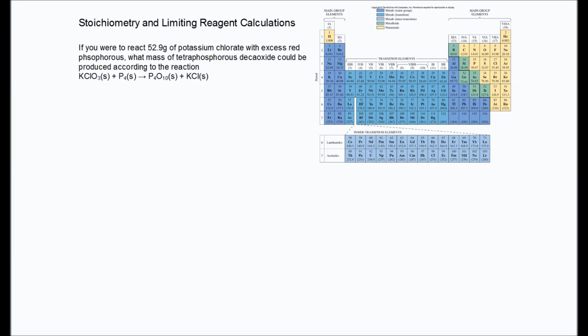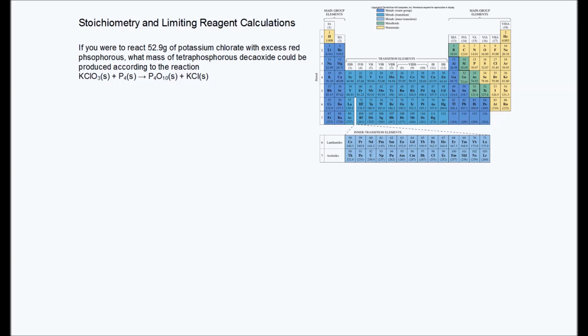So, where do we start? We start as we often start, and that is by balancing the reaction that is given. All right. So, this is the reaction that's given. We need to make sure we have it balanced. On the left, I have 1 potassium. On the right, 1 potassium. On the left, 1 chlorine. On the right, 1 chlorine. On the left, 4 phosphoruses. On the right, 4 phosphoruses.